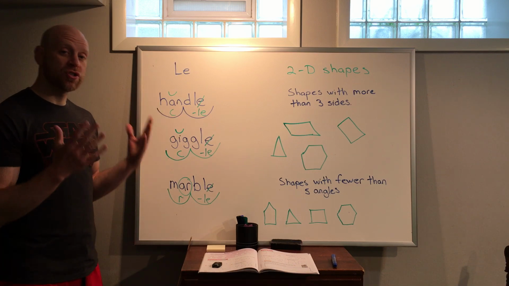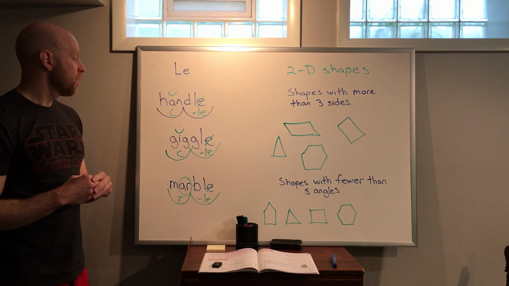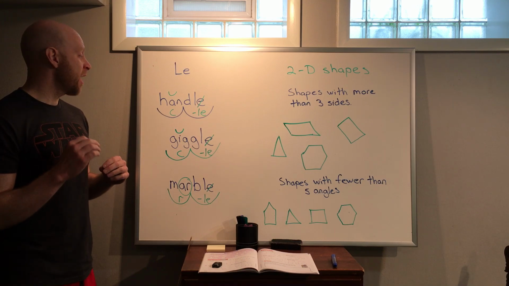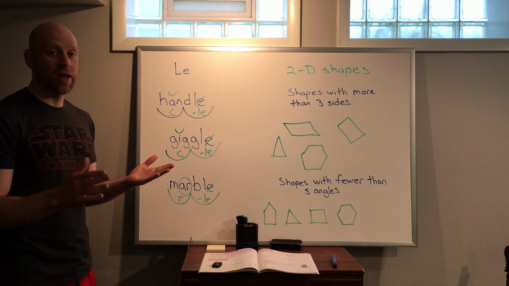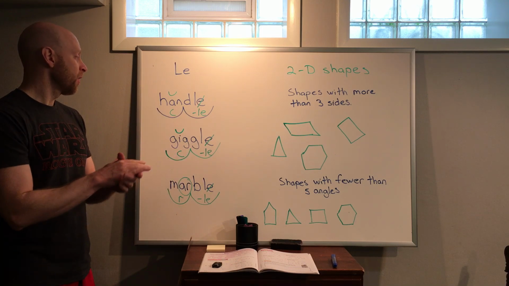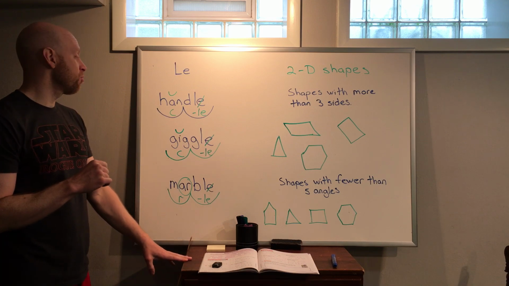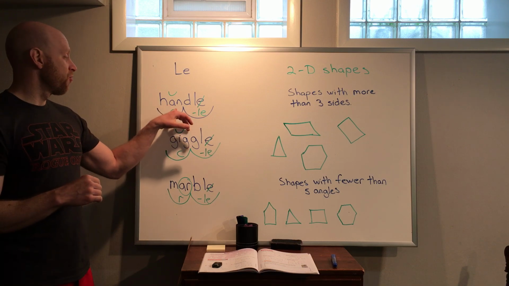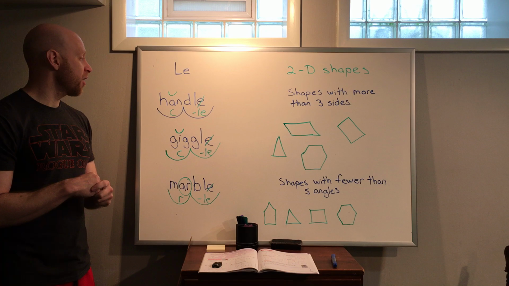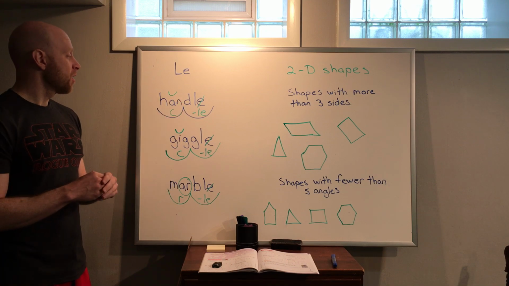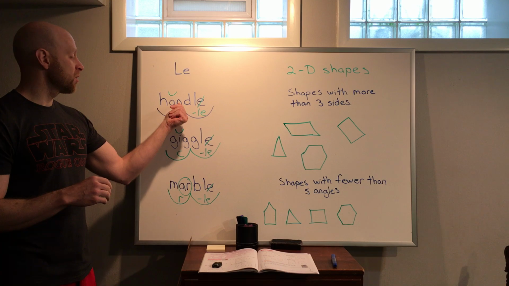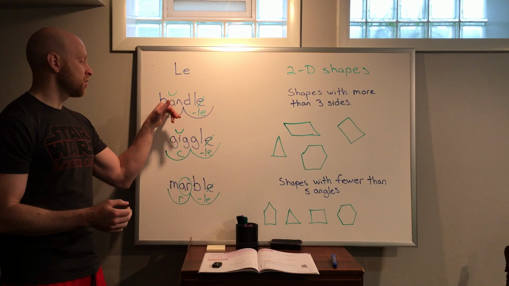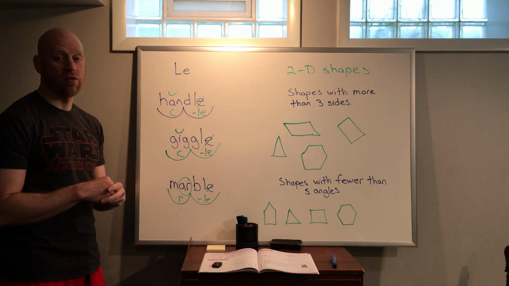If you look up here, we're still working on our LE, and let's look at this first word. The first word is handle. So let's clap it out. Handle. We hear that there's two syllables, and we also see there's two syllables as well, because we have a vowel here and a vowel there. We split our two syllables between the two consonants, the N and the D. And that's important because that consonant is going to affect this vowel sound.